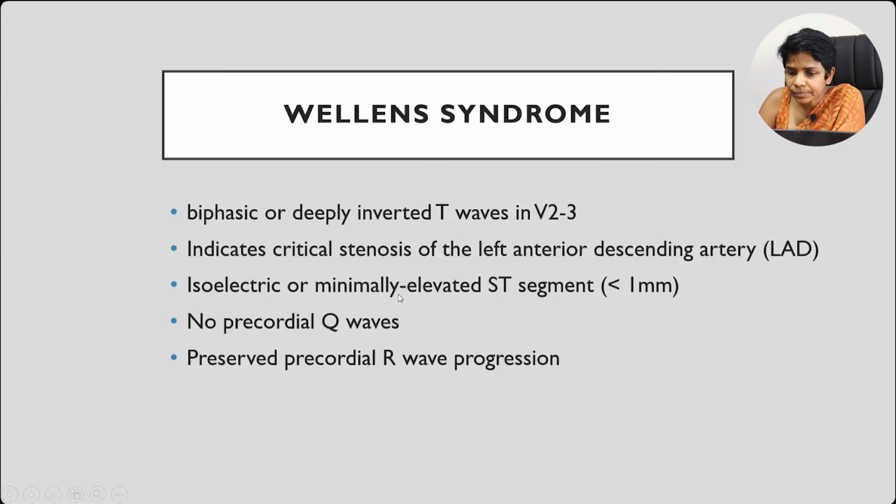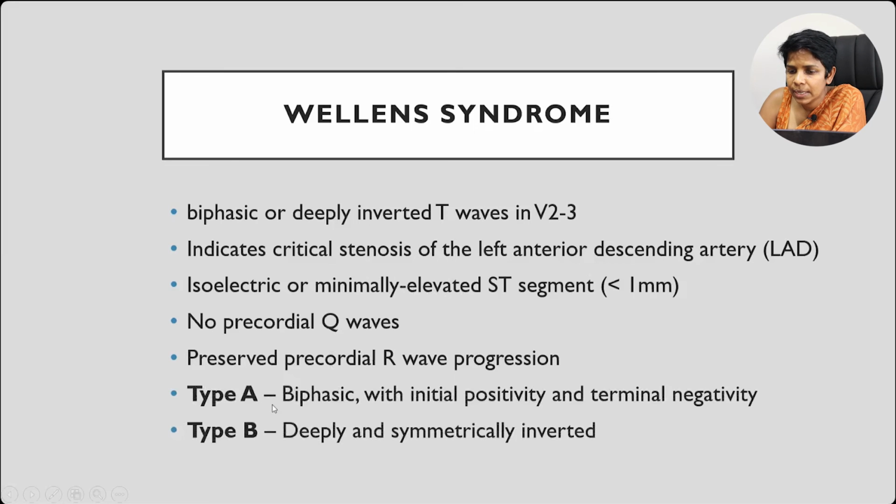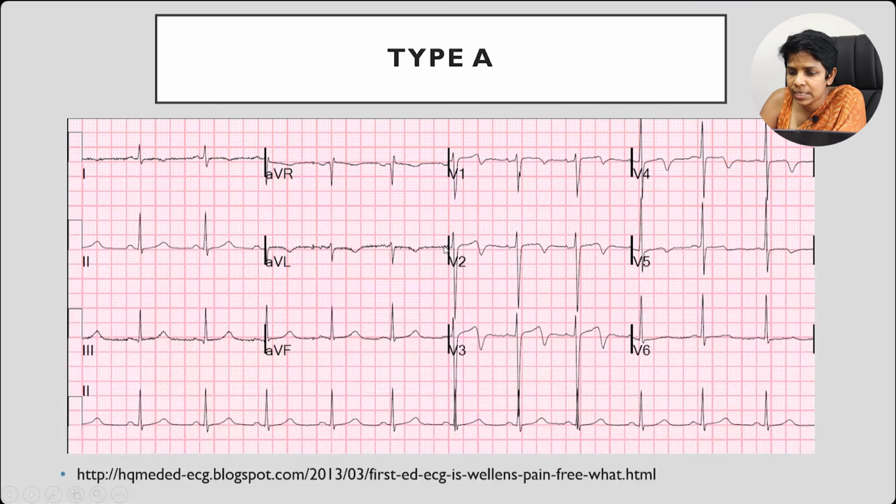And in these ECGs, there should not be very much of ST elevations, and there shouldn't be Q waves, and R waves should be preserved in precordial leads. There are 2 types, type A and B. Here in type A, you get T inversions which are biphasic, up and down, and R waves are preserved and not much of ST elevation. This is type A Wellens' pattern.